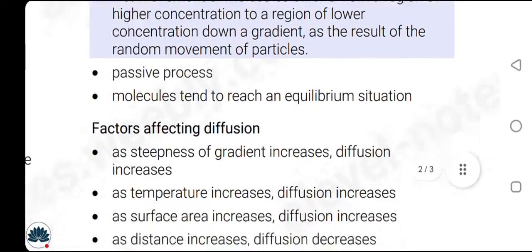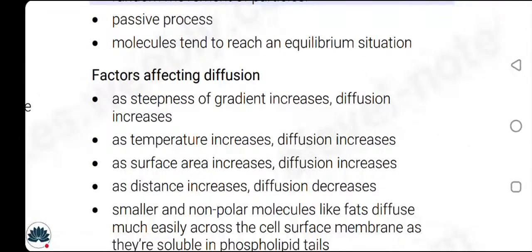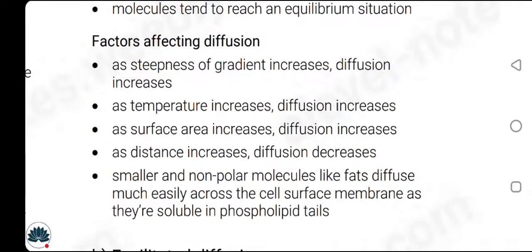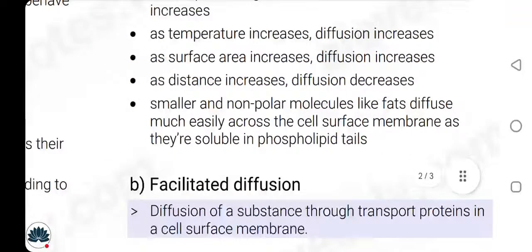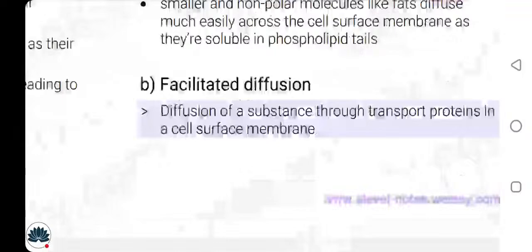Factors affecting diffusion: as the steepness of the gradient increases, diffusion increases; as temperature increases, diffusion increases; as surface area increases, diffusion increases; as distance increases, diffusion decreases. And smaller, non-polar molecules like fats diffuse much more easily across the cell surface membrane as they are soluble in phospholipid tails.